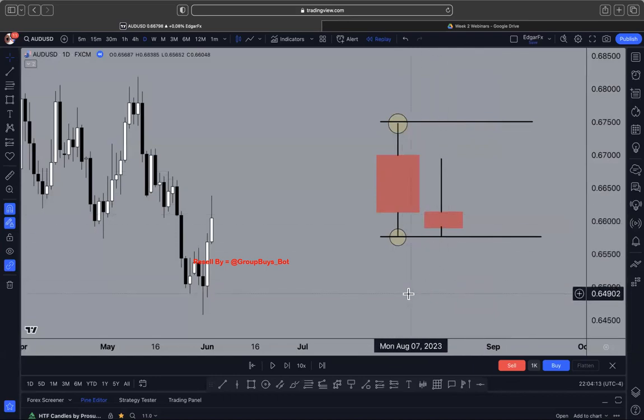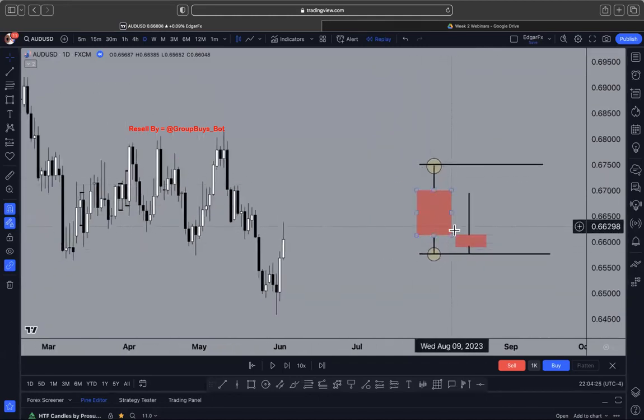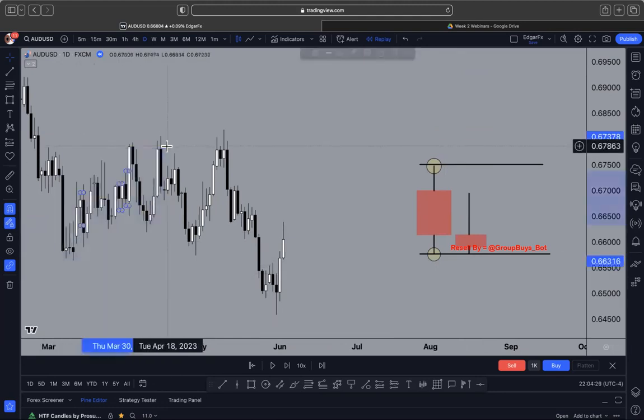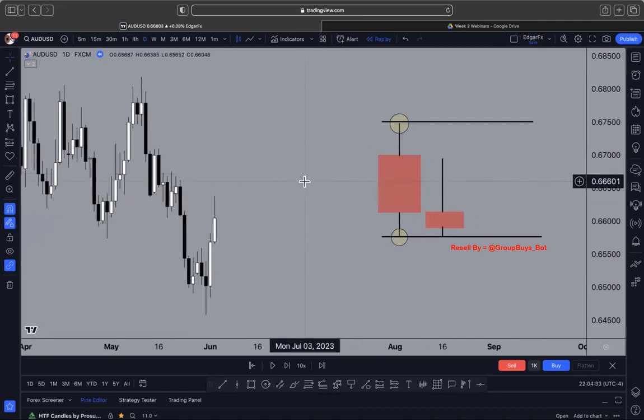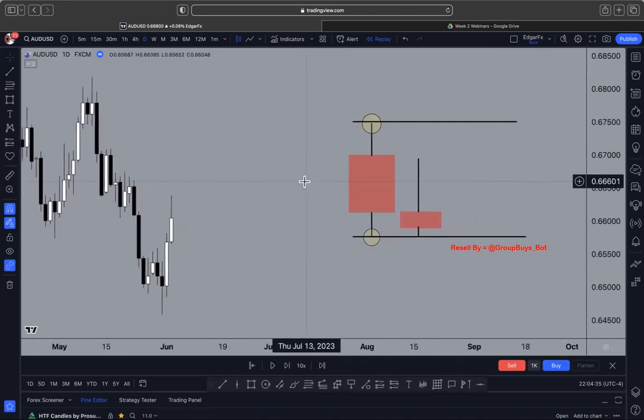I know y'all seen that before. This is called consolidation, the true consolidation. It just stays consolidated within the previously created price range. It's different than compression. Wait, how is it different than compression?